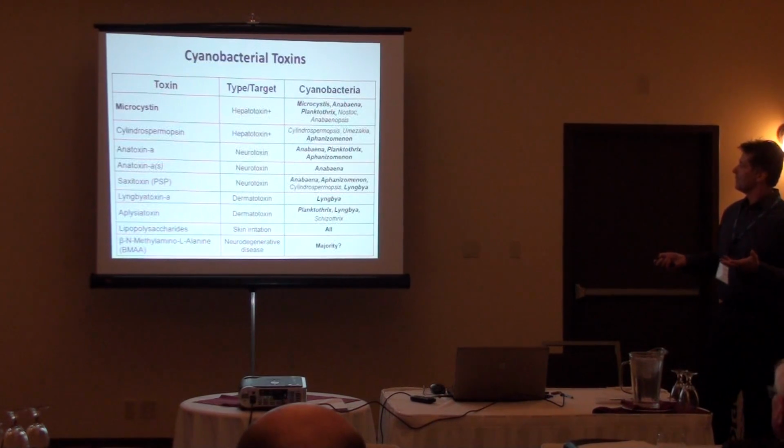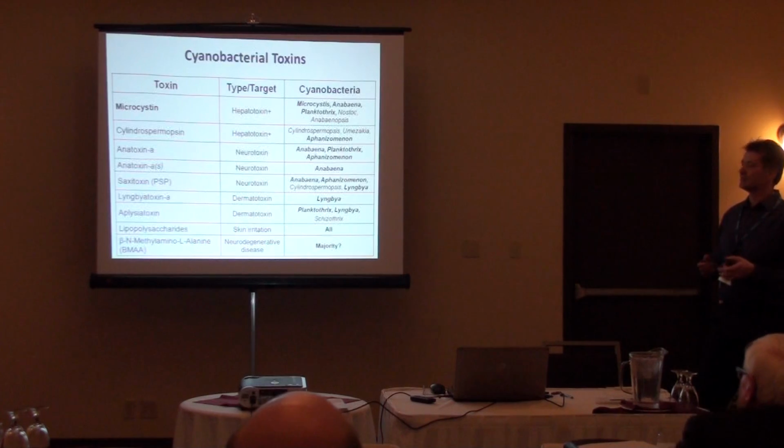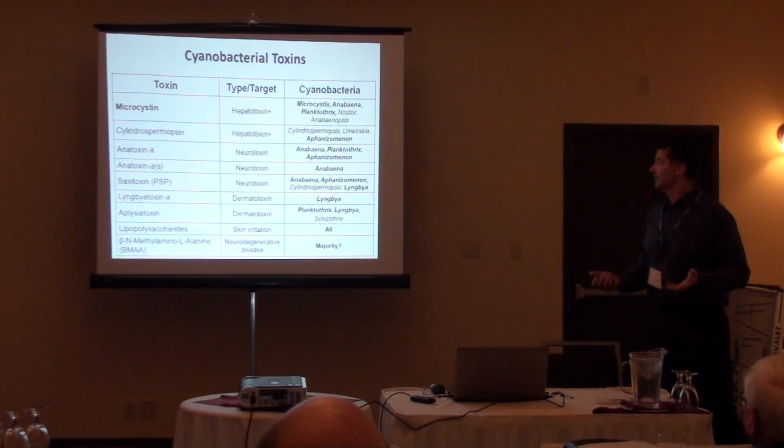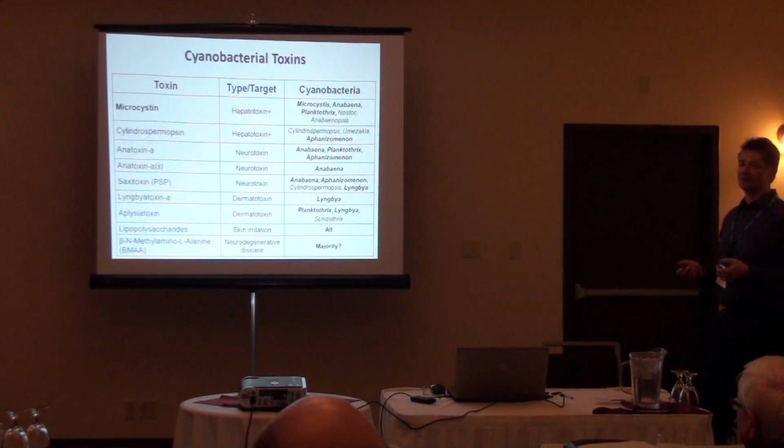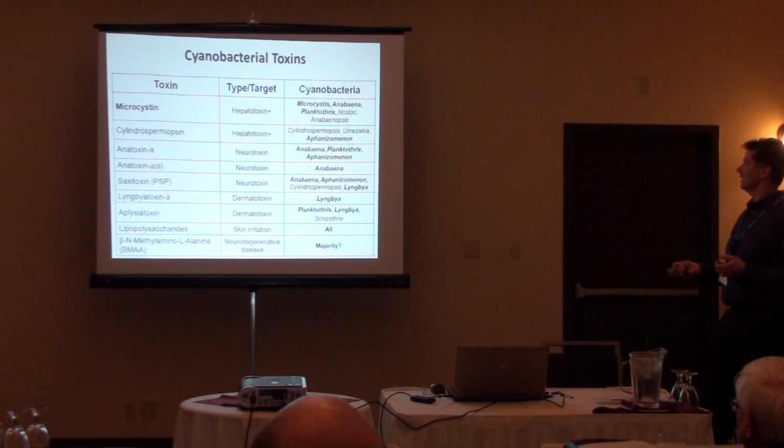Microcystin, very common. Anabaena and Planktothrix are known microcystin producers. Microcystin is bold here because it's one of the most prevalent toxins. From our research, it's the most prevalent toxin in Alberta. We do get anatoxins showing up periodically. It's associated with certain species of Anabaena and Planktothrix.